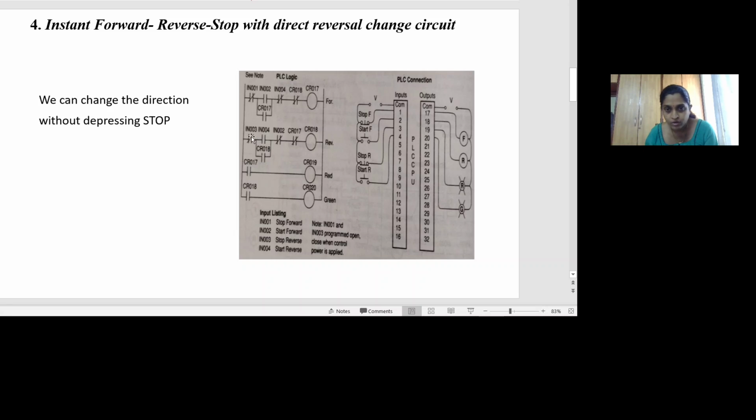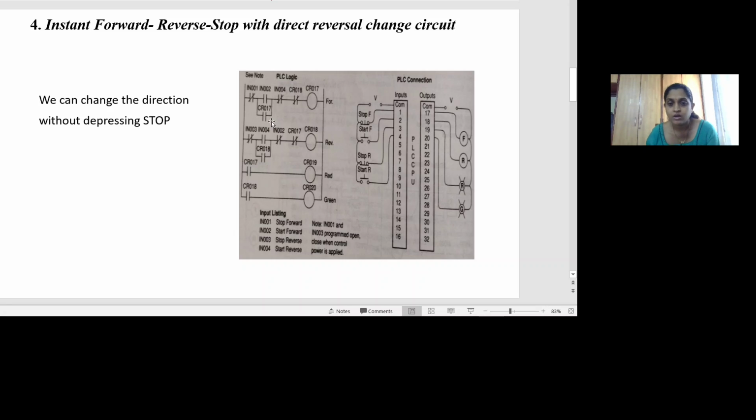And I have one more contact, IN003. This is a normally closed contact, and it is used to stop the motor if it is running in reverse direction. So if the motor is running in a forward direction, then I have to stop it using IN001. And if the motor is running in the reverse direction and I want to stop the motor, then the IN003 contact is used.